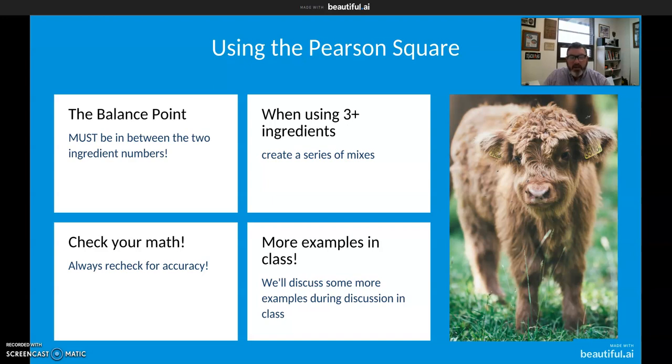Again, always check your math and recheck for accuracy. It's super, super important that you verify that your math works correctly. I would highly suggest in the classroom and your assignments, show your work all the time. That way I can follow what you're doing mathematically, and you'll tend to capture a few more points. We'll do a lot more examples in the classroom.